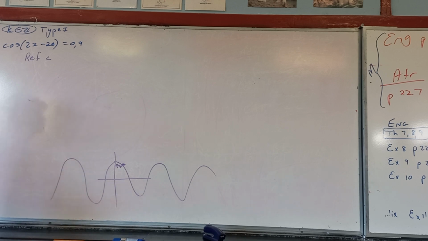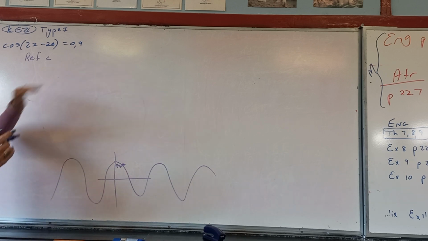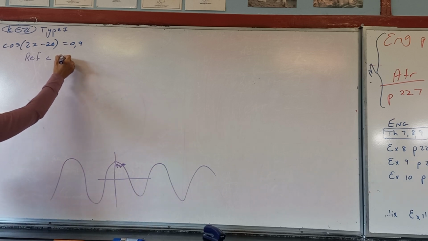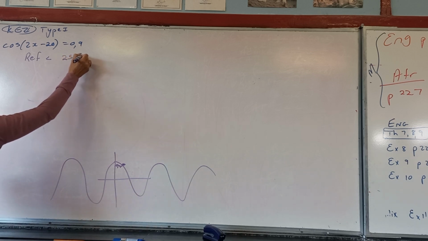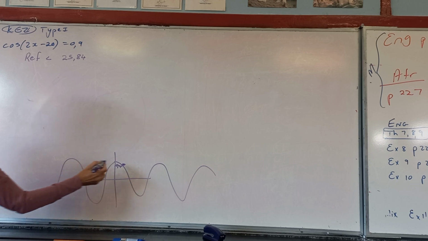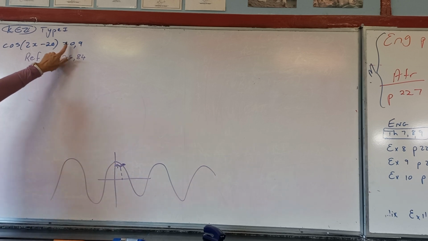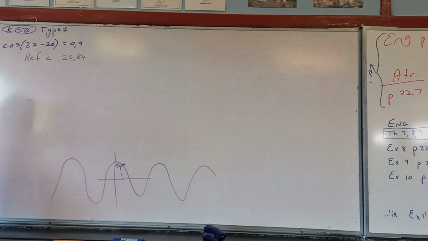So what's the reference angle, please? What do we put into our calculator? Shift cos of 0,9 is 25,84. Thank you. So that's my reference angle. This would have been this one here, because it is equal to positive. If it was negative 0,9, what do you do? You don't use the negative, because you want the reference angle in quadrant number 1.